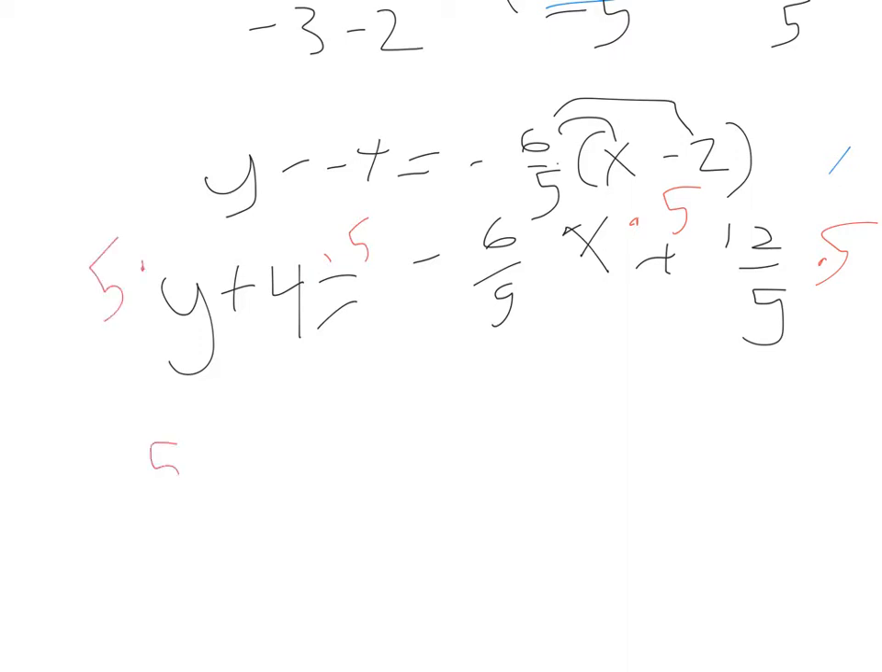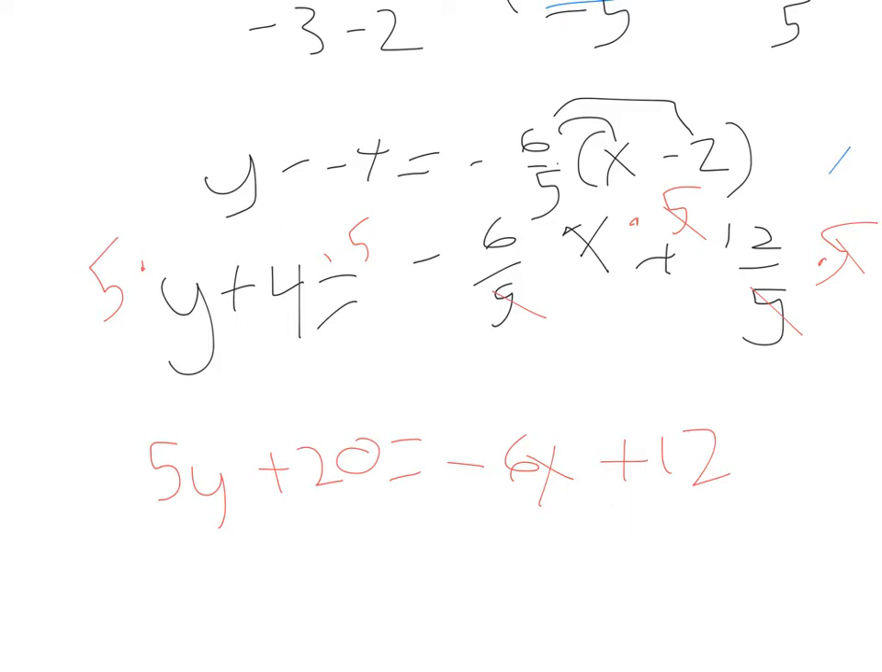So that would be 5 times y, which is 5y, plus 4 times 5, which is 20, equals negative 6/5 times 5. The 5's would cancel out, so you'd have minus 6x, and then the 5's cancel out here, so you'd have plus 12.